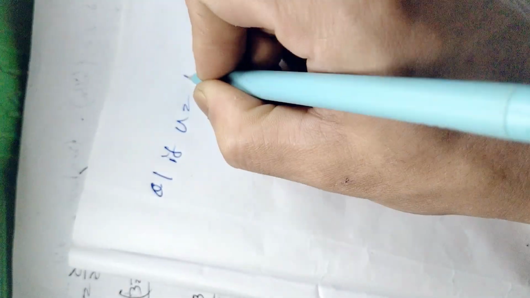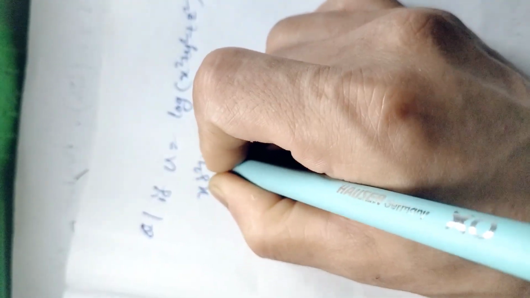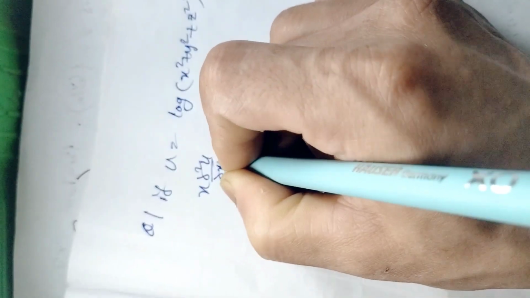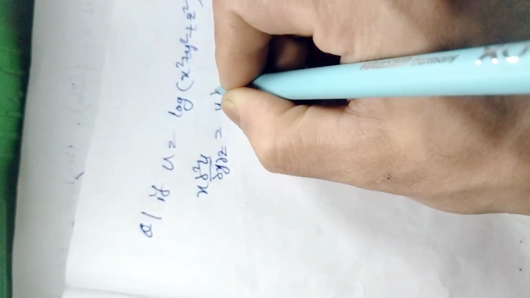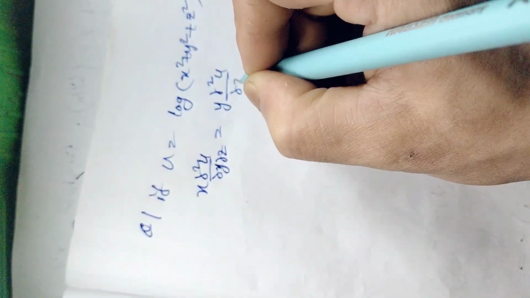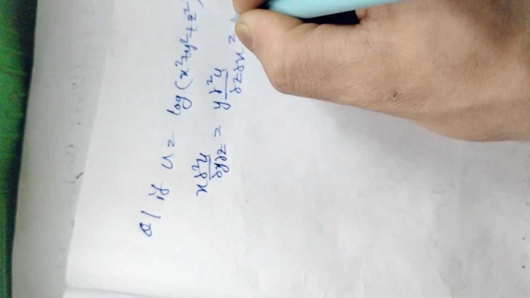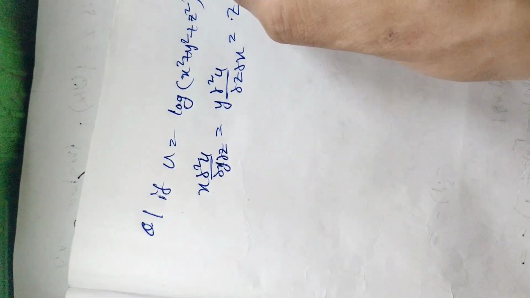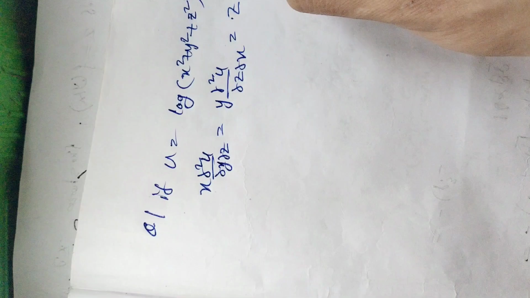Here we have a question. If u is equal to log of x square plus y square plus z square, then prove that x del square u by del y del z is equal to y del square u by del z del x is equal to z del square u by del x del y.